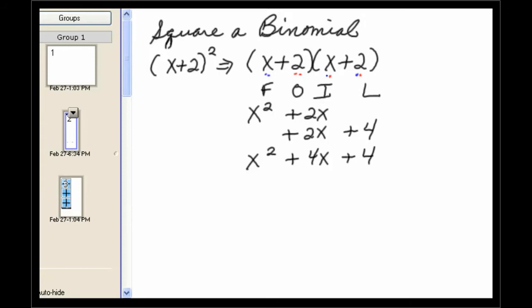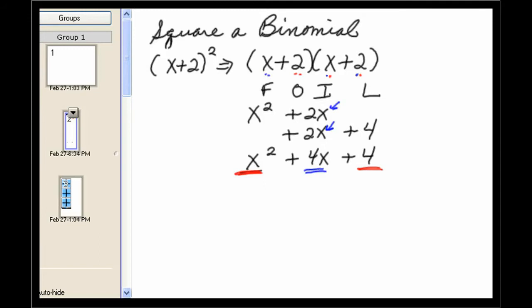Now let's look at some patterns here. First of all, we notice our outer and the inner terms are the same. They do not cancel. The first term, x squared, is a perfect square. 4 is a perfect square. What about this middle term here? How do we get that?